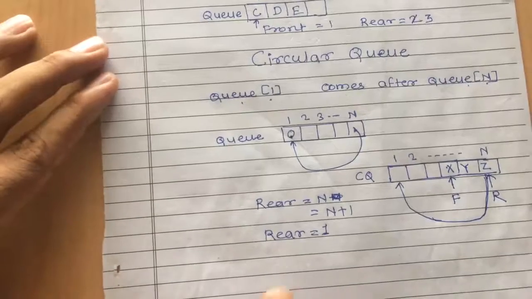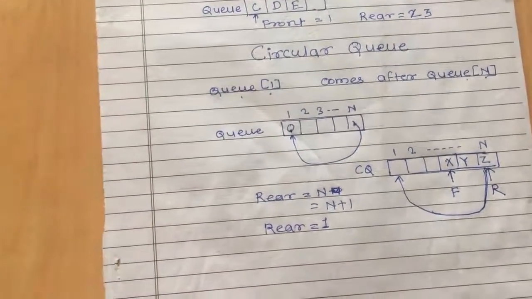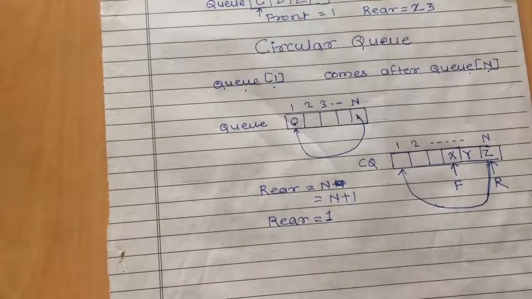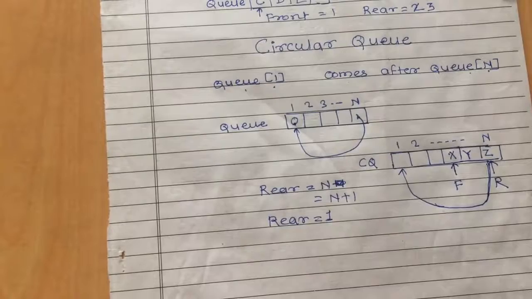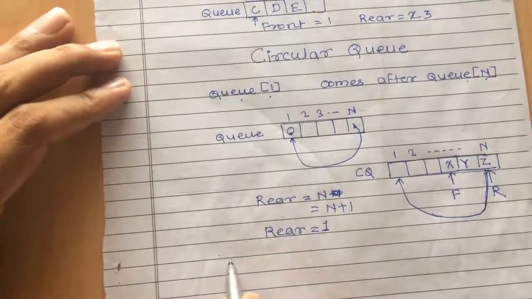Let's discuss this same with the help of an example, so you'll understand how this circular queue operates. Now initially, just consider this is my queue.